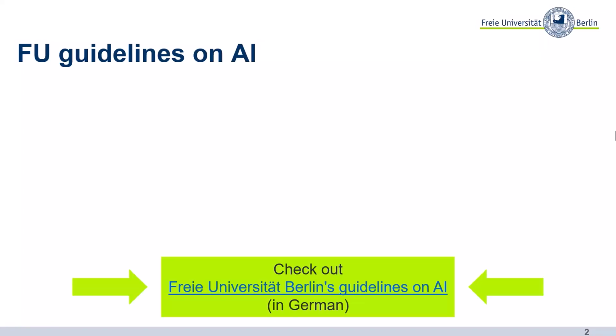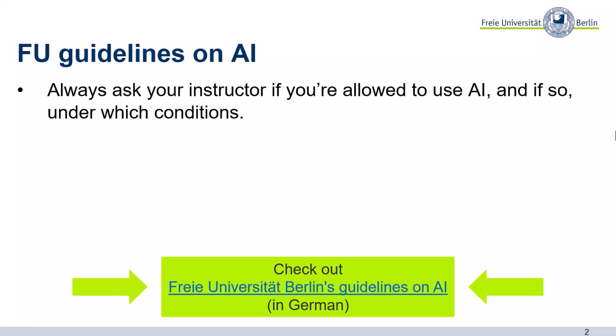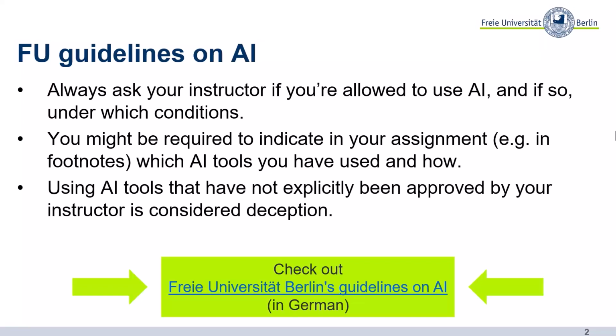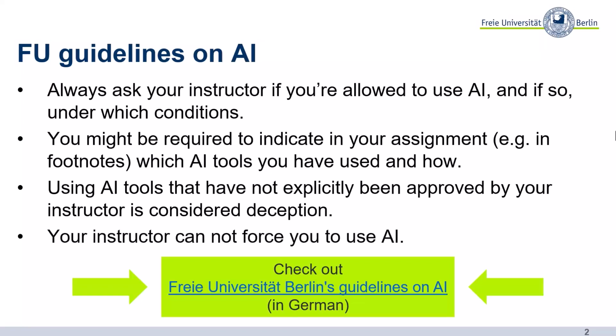According to these guidelines, as a student, you should always ask your instructor if you're allowed to use AI, and if so, under which conditions. In most cases, the instructor is ultimately the one who decides what goes and what doesn't. Also, you might be required to indicate in your assignment, for example in footnotes, which AI tools you've used and how exactly. Also, using AI tools that have not explicitly been approved by your instructor is considered deception, according to the guidelines. And finally, your instructor cannot force you to use AI in your assignments.